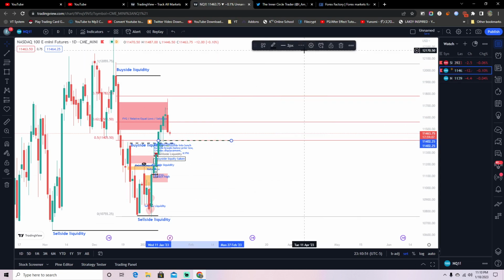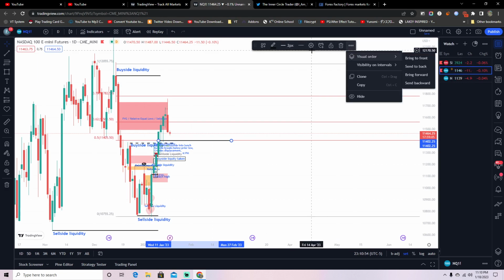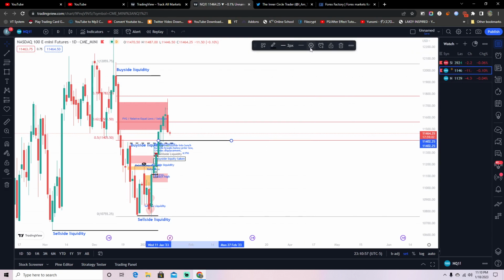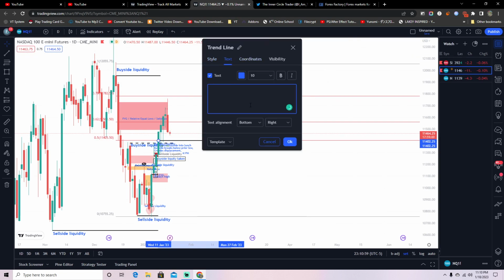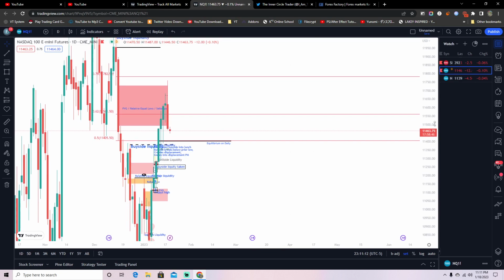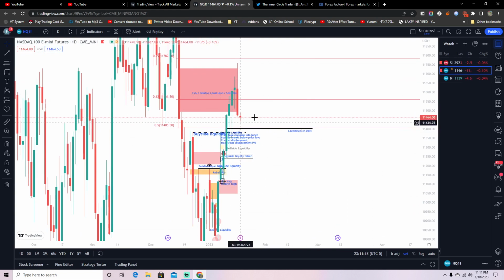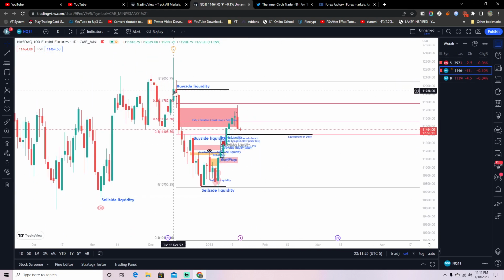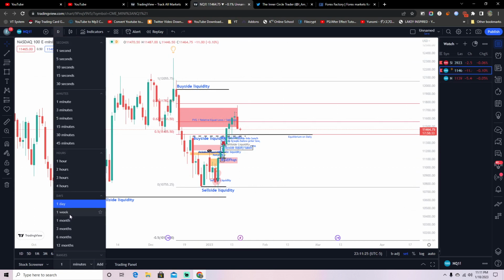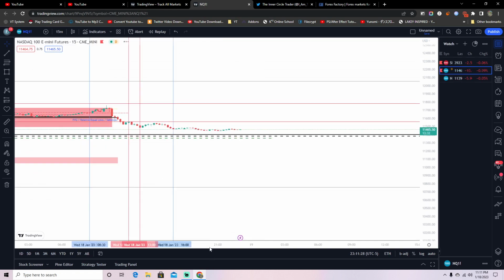Okay, create black. This is a line. Text: equilibrium on daily. So this is the level that we have on this range from this buy side liquidity to this sell side liquidity that I've outlined. So we're gonna go ahead now, drop to the 15-minute.